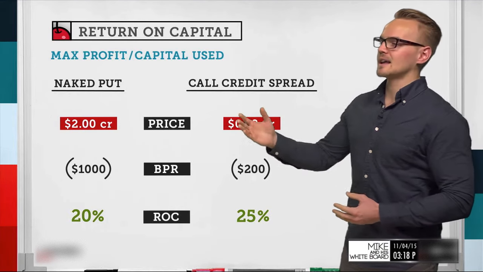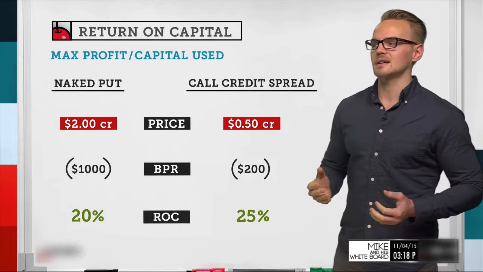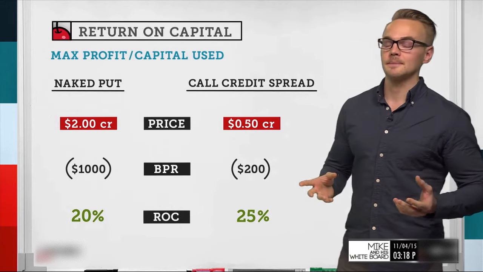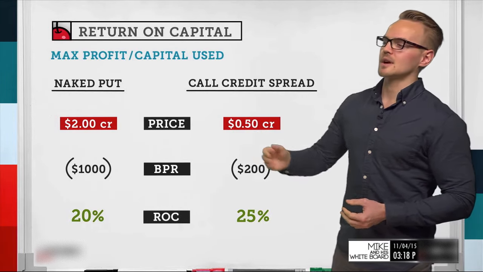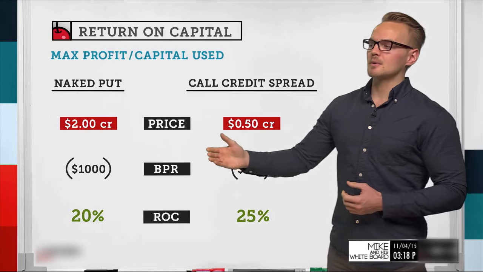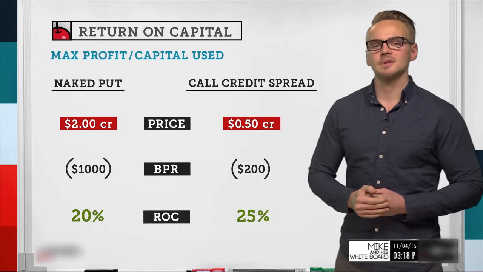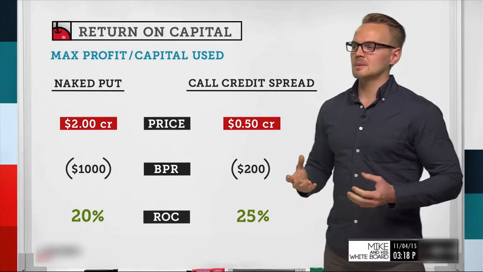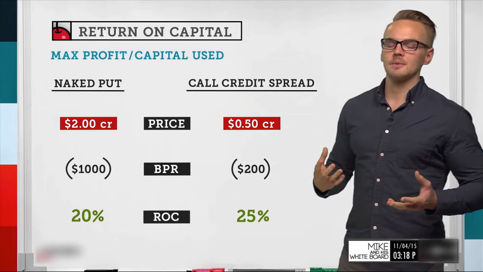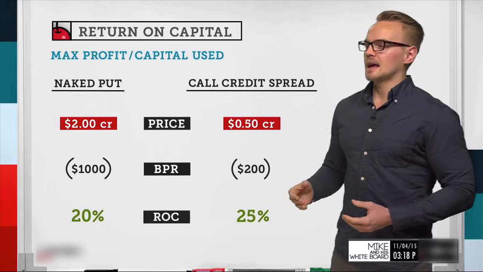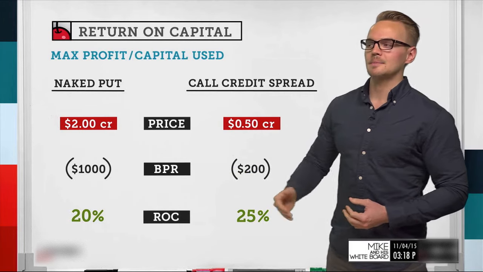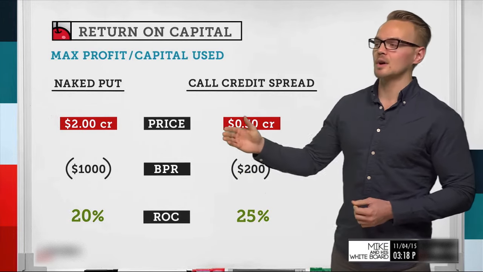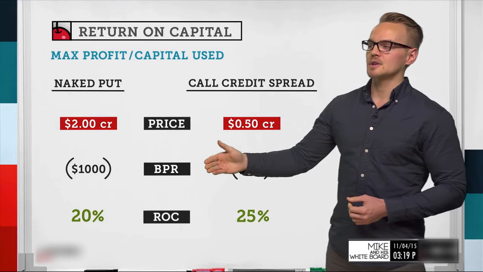So if we're looking at a naked put, let's say I'm selling a naked put that's a few strikes out of the money. Let's say I'm collecting a $2 credit for that, and my buying power reduction is $1,000 to place that trade. So knowing this buying power reduction is pretty low, I can pretty much assume that this would probably be something that would be done in a margin account. And my return on capital is pretty high up there. So 20% for selling one naked put with a buying power reduction of $1,000.